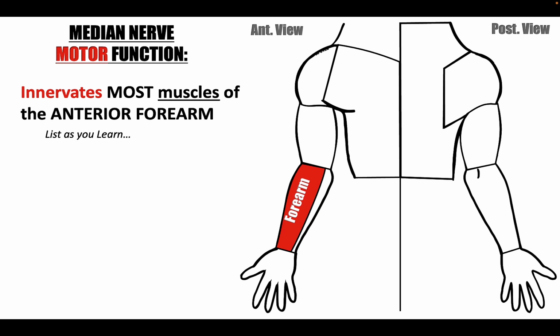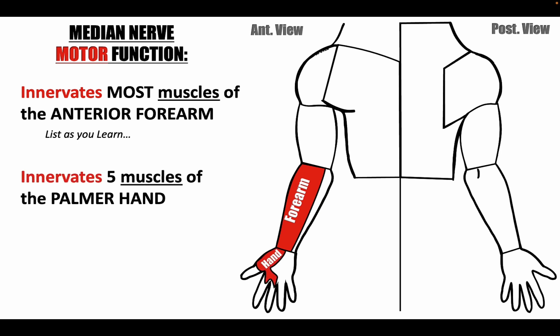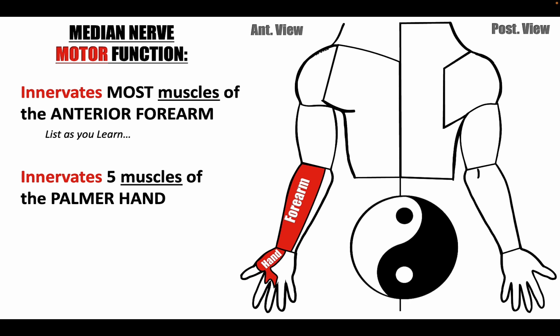In the hand, it's the opposite. In the hand, the median nerve is the underdog, the exception to the rule in terms of muscle motor innervation. It innervates 5 muscles in the palmar hand. That's not a lot compared to its counterpart, that is the ulnar nerve. The median nerve and the ulnar nerve, in terms of motor function, are like yin and yang. What median nerve doesn't cover, ulnar nerve will, and vice versa.